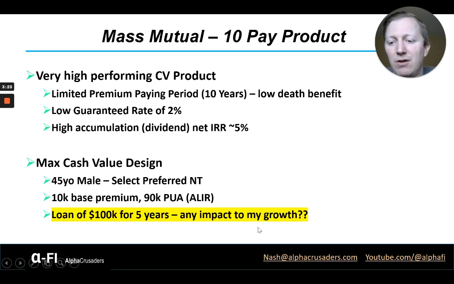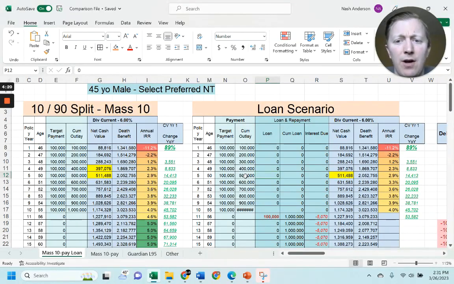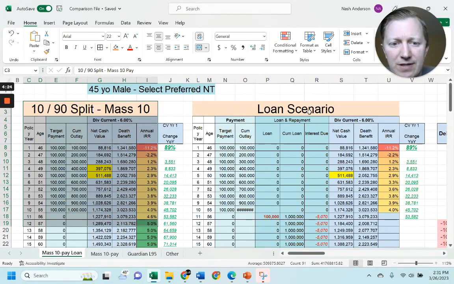And we're going to look at a loan of $100,000 taken out at year 12 for 5 years, so paying it back in year 17. We're also going to show the interest payment being paid out of pocket just so we can keep the numbers straight. And so the key question is, is there any impact to the growth of my policy? So let's dive in.